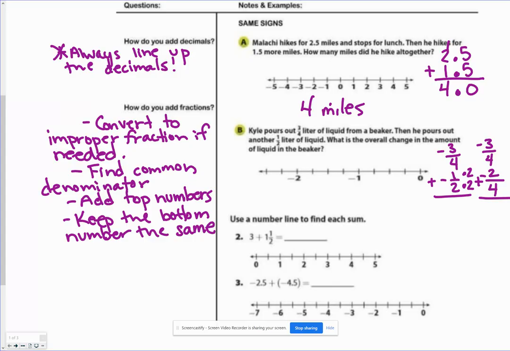Now our next rule says add the top numbers. Negative 3 plus a negative 2 is a negative 5. And it says then keep the bottom number the same. Keep that common denominator of 4. It's negative 5/4. We want to convert that back to a mixed number. How many 4s fit into 5? 1, so negative 1. And if we take 4 from that 5, how many remain? 1. Negative 1 and 1/4. And what is this? It is liters of liquid. So we're going to say liters.